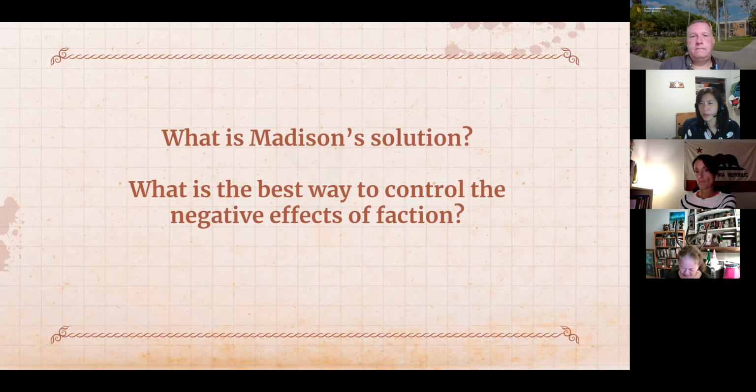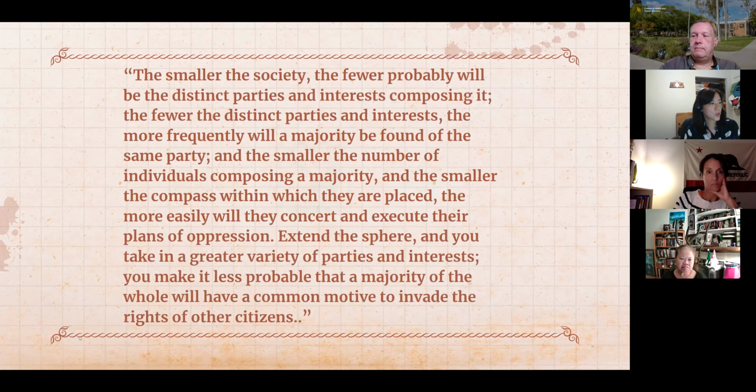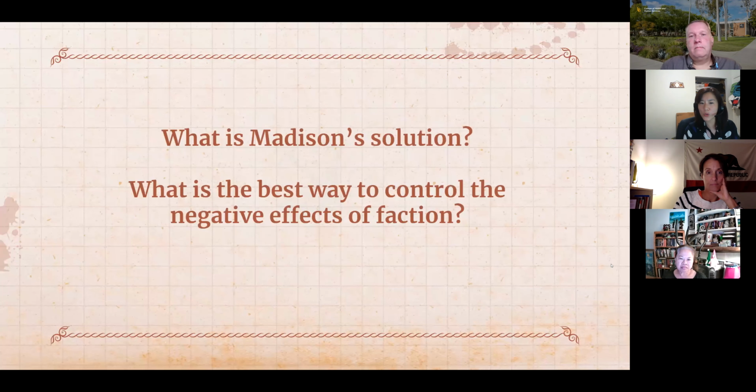So what do you think the solution is to control the negative effect of faction, as Madison mentioned? He kind of explained it in the previous slides. So, in a simple way, what's the solution that he proposed?